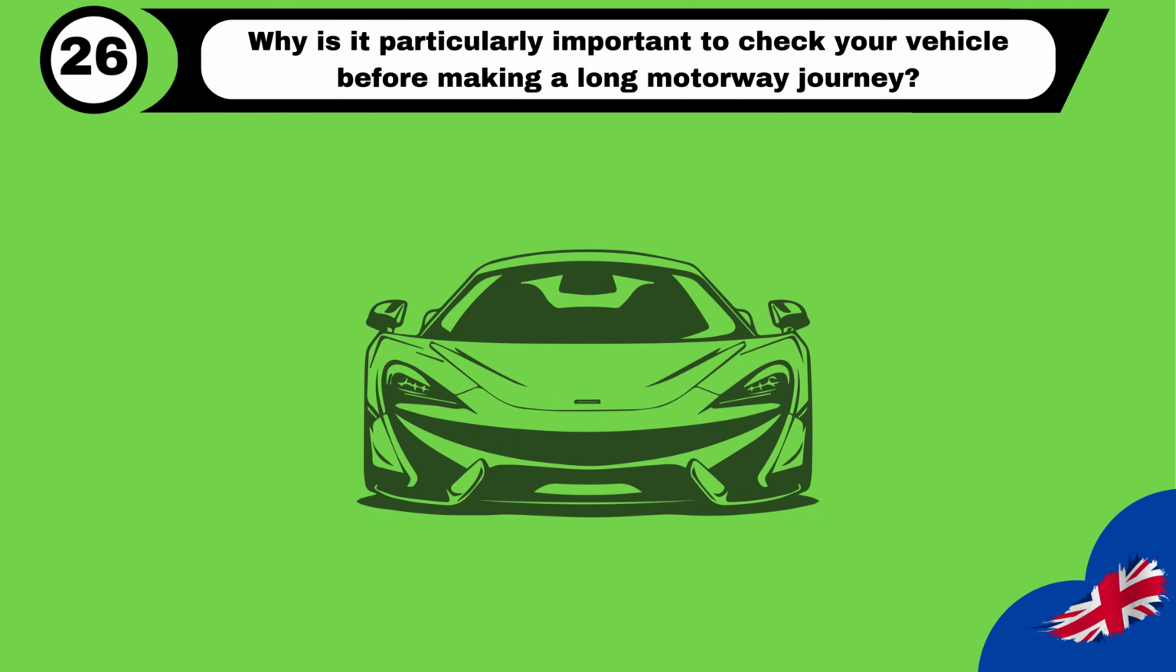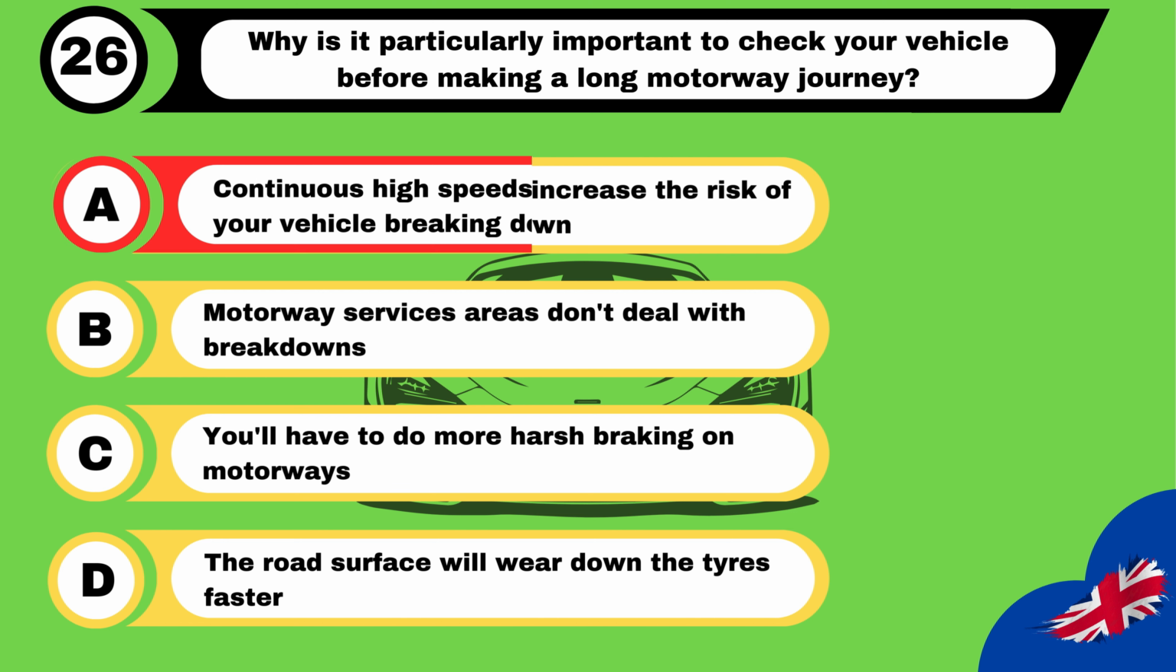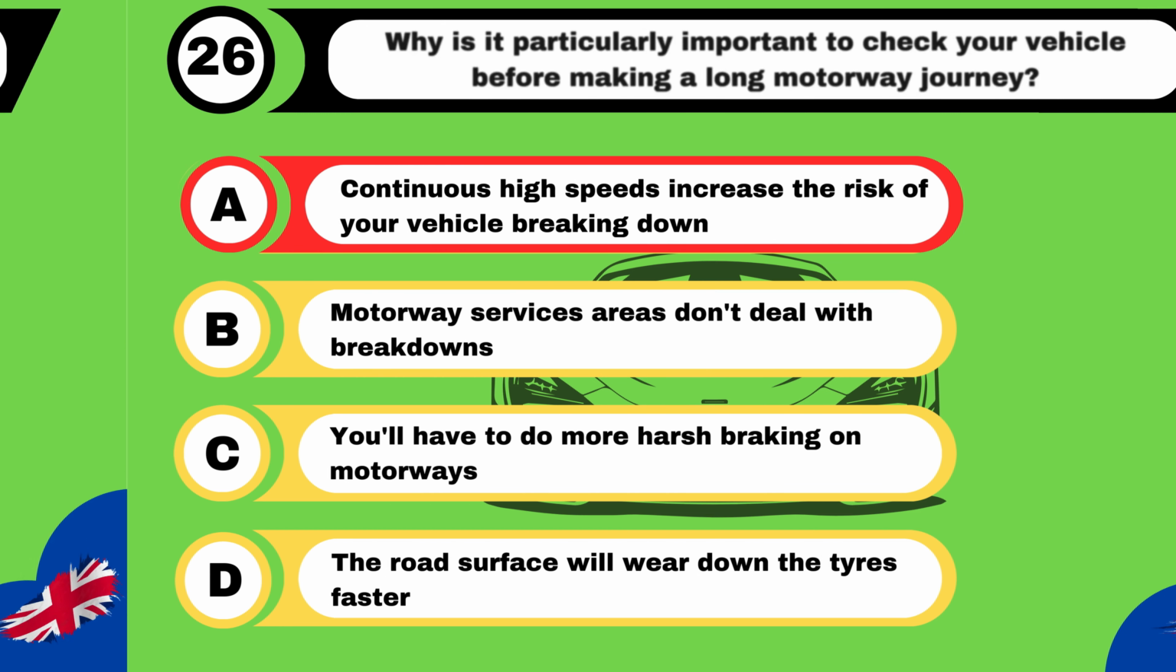Question 26. Why is it particularly important to check your vehicle before making a long motorway journey? A. Continuous high speeds increase the risk of your vehicle breaking down. B. Motorway services areas don't deal with breakdowns. C. You'll have to do more harsh braking on motorways. D. The road surface will wear down the tires faster. The answer is A. Continuous high speeds increase the risk of your vehicle breaking down.